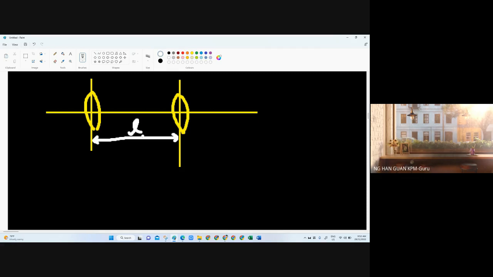the length between the lenses. This is the first thing to differentiate the arrangements of the telescope and microscope. First is the length between the lenses. For this length between the lenses, we're going to compare. Compare with what? Compare to the focus length of the objective lens plus the focus length of the eyepiece lens.